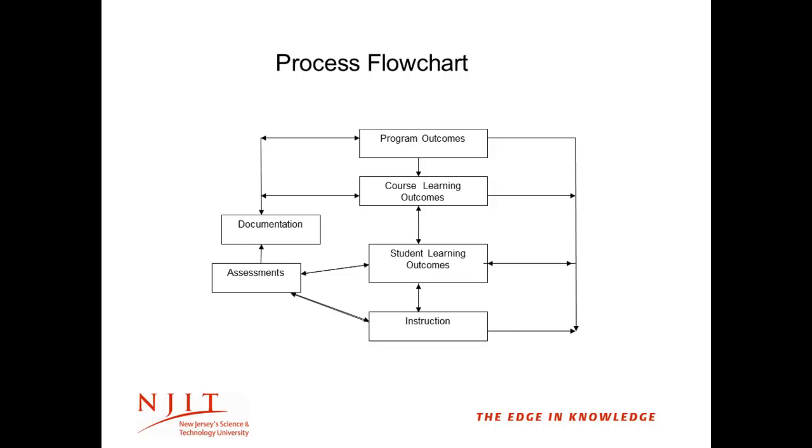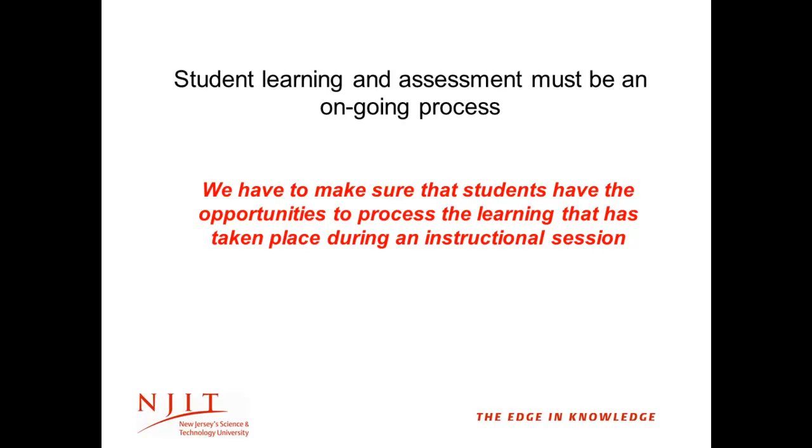What I've just been saying can be seen very simply in this flow chart. So you start with program outcomes, course learning, student learning, and your instruction, and it's a cycle so that you're always assessing and you're providing the documentation on whether the students are achieving or not, and you're making changes as necessary to improve teaching where needed. So student learning and assessment has to be an ongoing process. It's not a discrete process, as some do.